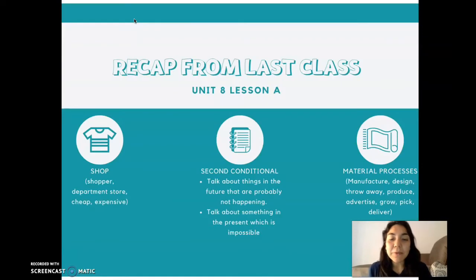So, we're going to start with a recap from last class just to remember some of the things that we saw. We talked about shop. We also talked about second conditional on the last activities and also material processes. Remember, the vocabulary from the workbook involved things like shopper, department store, cheap, expensive. And second conditional can be used for different things. For example, things in the future that will not happen or things in the present which are impossible. Okay? And finally, we saw some material processes, for example, design, manufacture, deliver, etc.